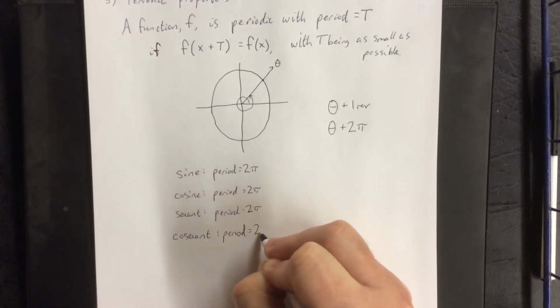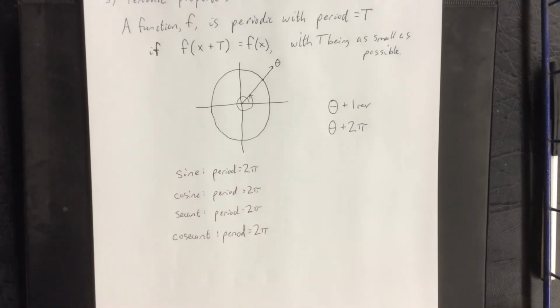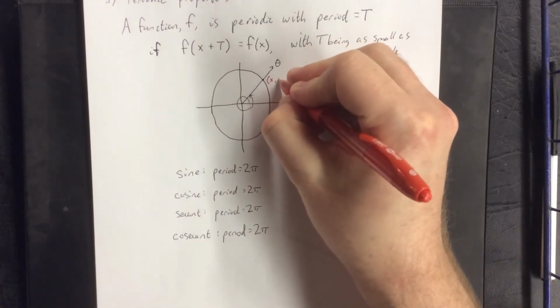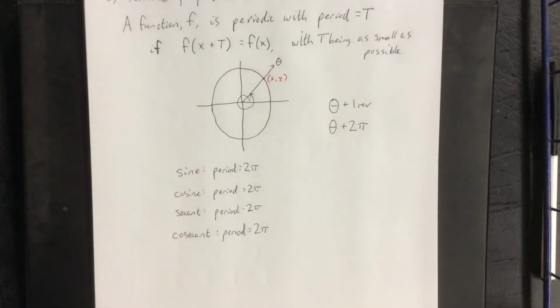Now you'll notice from this list that there are two trigonometric functions that are missing. For the time being, I would like to refer to this guy right here as the ordered pair x, comma, y, right up there in quadrant 1. The two that are missing from this list are the tangent and the cotangent.